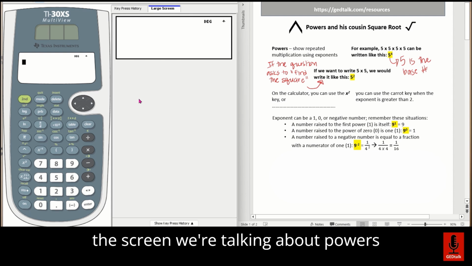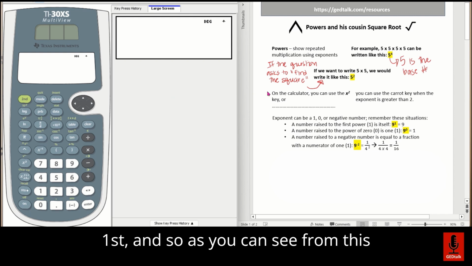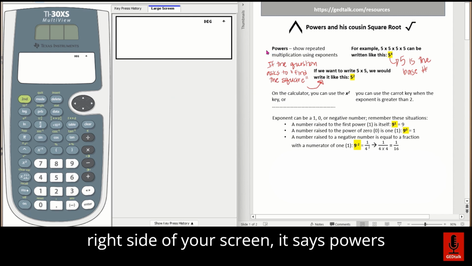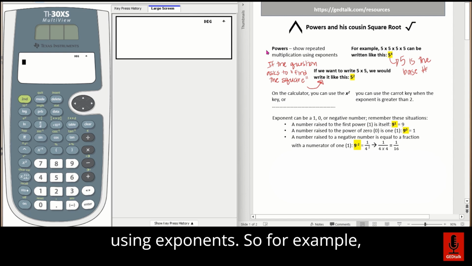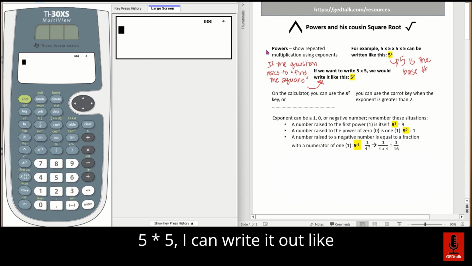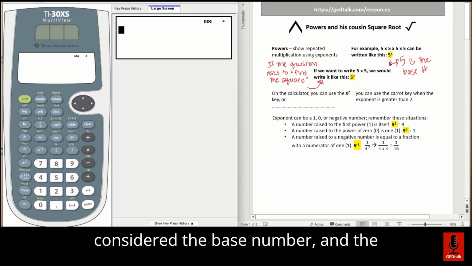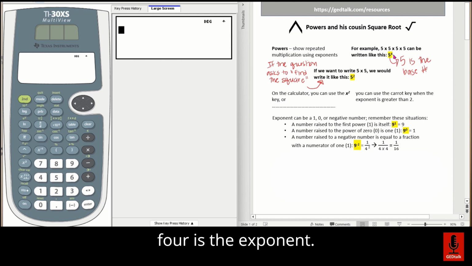On the screen, we're talking about powers first. And as you can see from this right side of your screen, it says powers show repeated multiplication using exponents. So for example, if we have 5 times 5 times 5 times 5, I can write it out like that and enter that into my calculator, and it'll give me the same answer as if I had written it with 5 and the exponent of 4. So this 5 is considered the base number and the 4 is the exponent. 5, the base, is being raised to the power of 4.